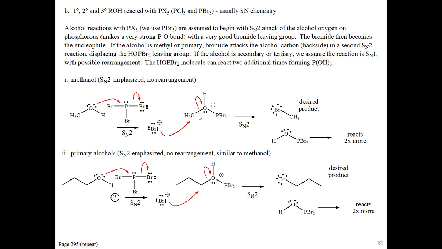I did not show an SN1. I did not make a carbocation because this is a methyl group, and we do not make methyl carbocations. Okay? So here again, we can make bromoalkanes from alcohols.